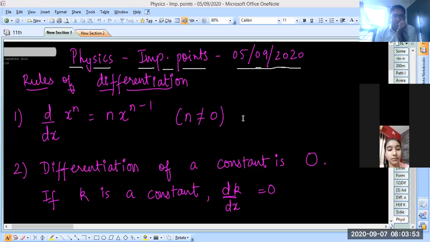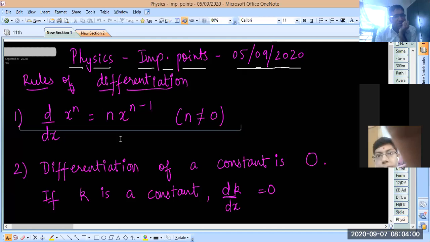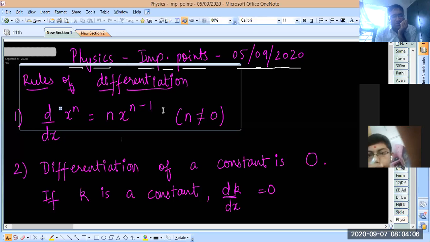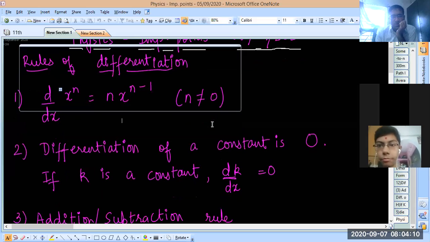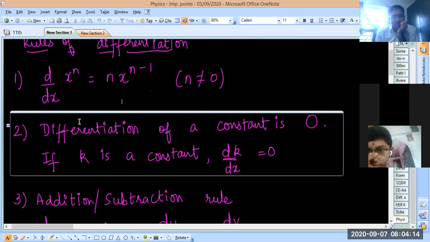All right. So here we have the important points that we have studied so far. These are just the rules of differentiation. We'll go over these quickly. Right, the first one is d by dx of x raised to n is n x raised to n minus 1, right? If n is not equal to 0. The second one is that differentiation of a constant is 0.